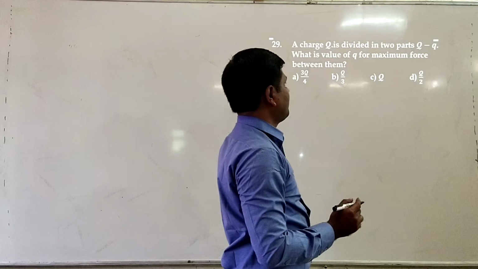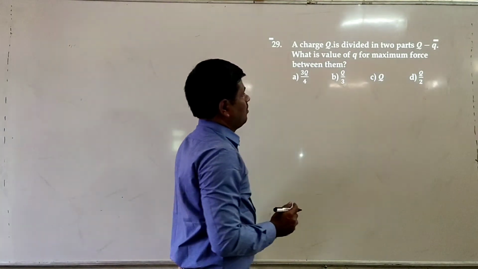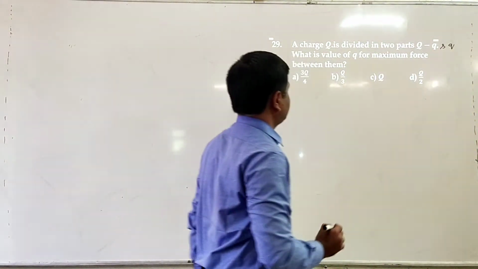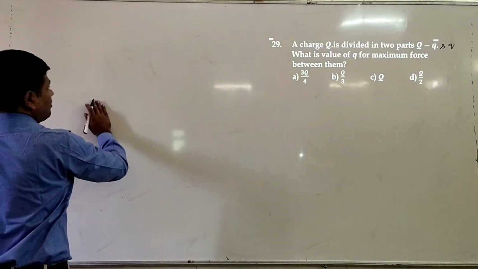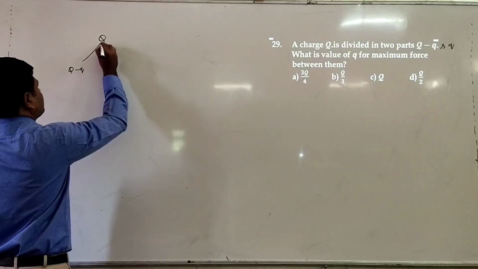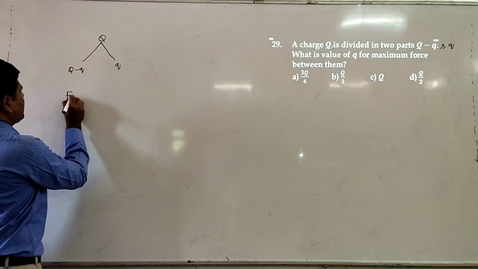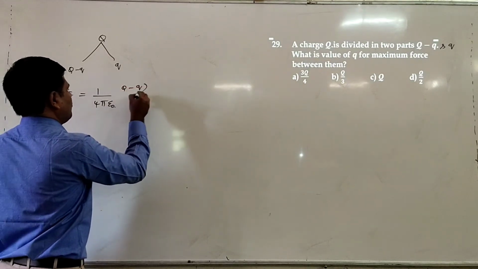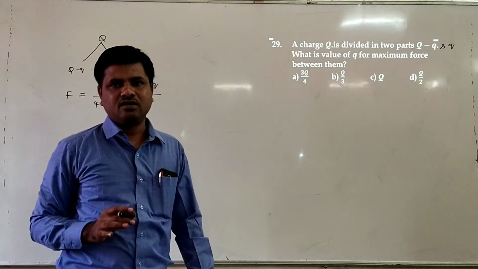A charge Q is divided into two parts, Q minus q and q. What is the value of q for maximum force between them? The charge is divided into two parts. One part is Q minus q, another part is q. The force between them is maximum. Force between them, I am writing here, 1 by 4 pi epsilon naught, Q minus q into q by R square. This is the force between the two charges.